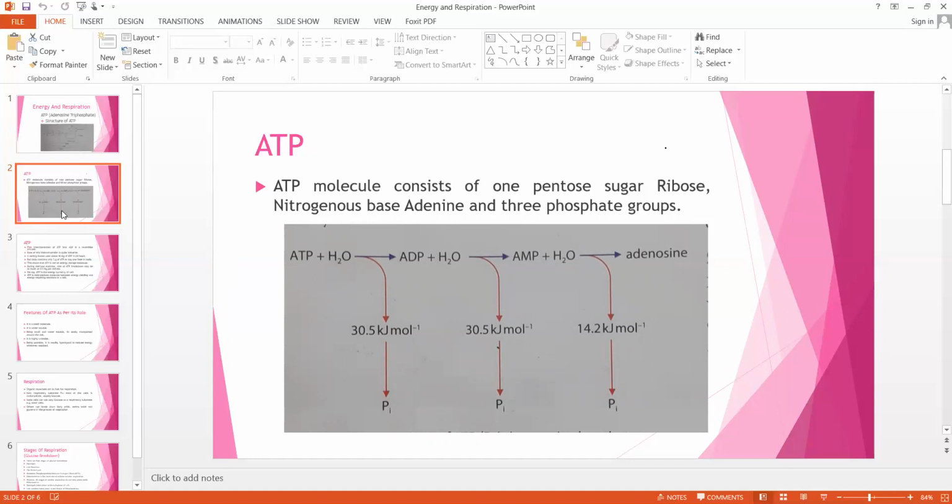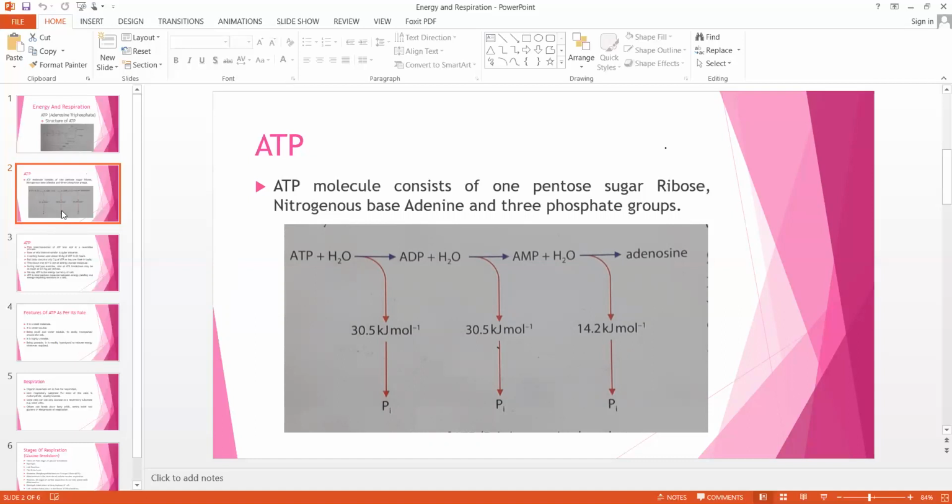Now remember two things over here. Whenever we have to write down the word phosphate, we use the symbol capital P and small i. This I have already mentioned. This indicates it is inorganic phosphate. There are organic forms of phosphate also present, but over here this is inorganic phosphate, so it has to be written always as capital P small i.